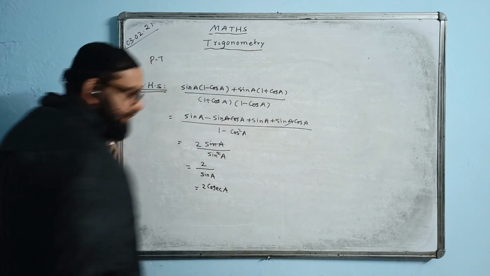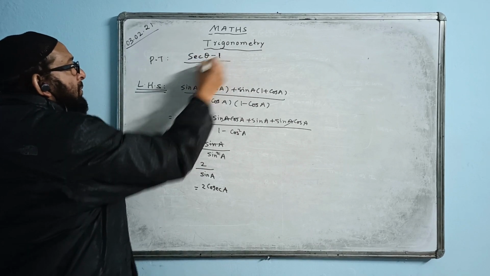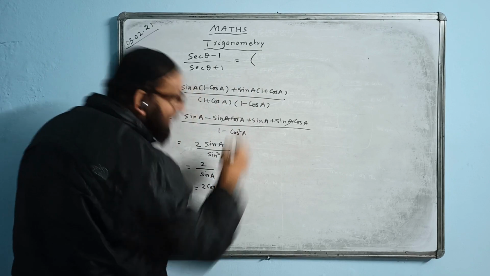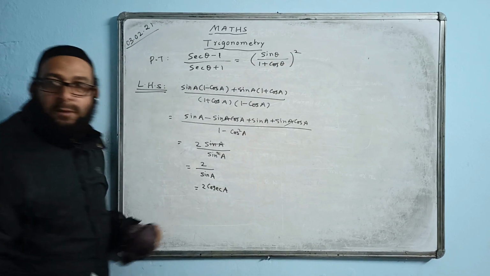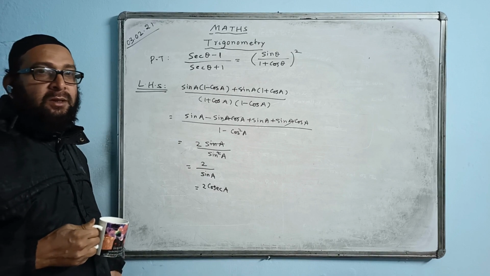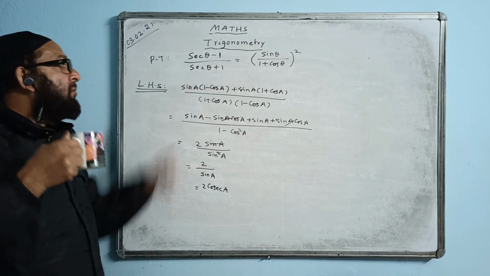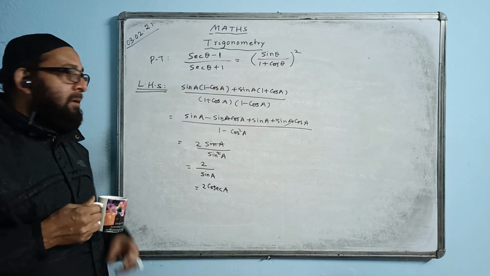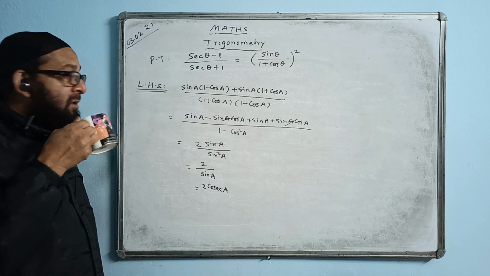I will remove the question. Another one. Sec theta minus 1 by sec theta plus 1, you have to prove equals sin theta by 1 plus cos theta whole square. This one. This question you can do from RHS also. LHS way also you can do, RHS way also you can do. Do any way, it is the same. You can do from RHS side or from the LHS side. 1 plus cos theta whole square you can write. Square is there, no? Whole square is there for both.